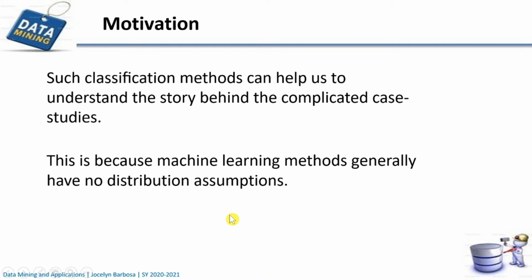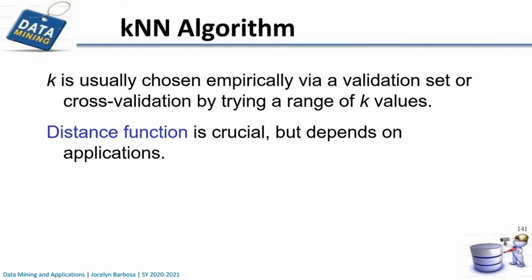However, this non-parametric manner makes the methods rely heavily on a large and representative training data set. So here is the KNN algorithm, where K is usually chosen empirically via a validation set or cross-validation by trying a range of K values. Later on, we will discuss how K is determined in most cases.